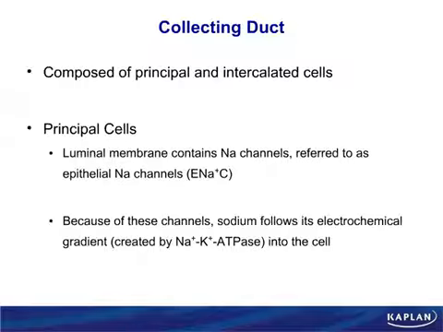Now for the collecting ducts, the final segment of the nephron. The collecting ducts are composed of two different cells. You have the principal cells and the intercalated cells. Now the principal cells, let's spend a minute on. The principal cells on the luminal membrane contain sodium channels. These sodium channels are referred to as the epithelial sodium channels.